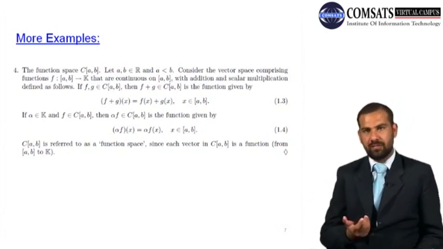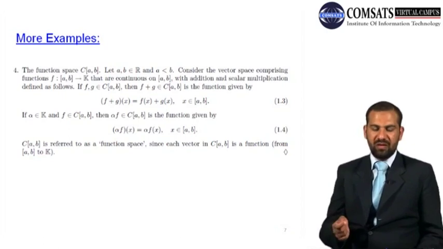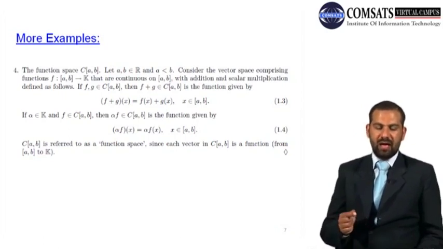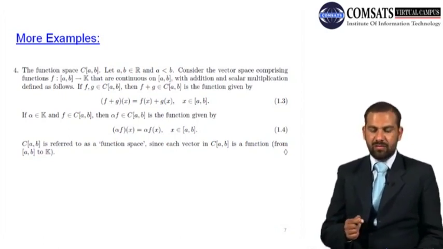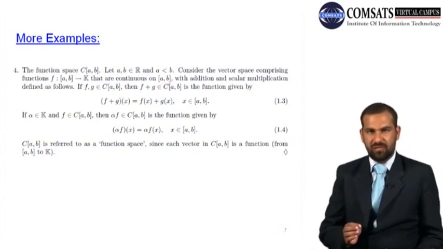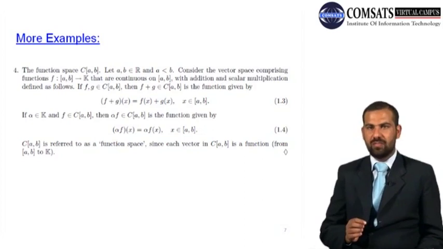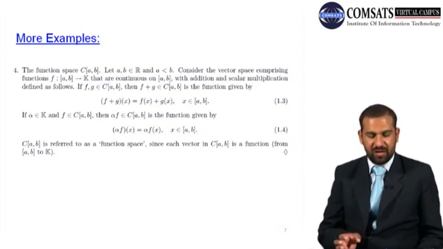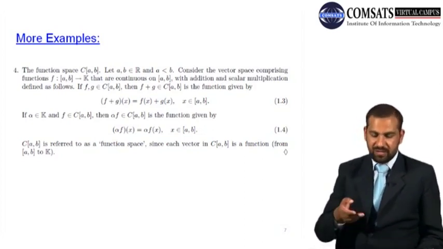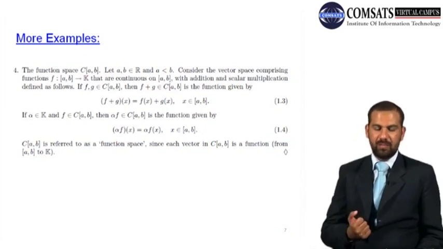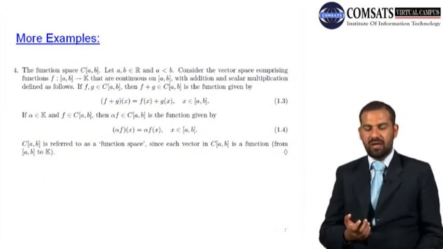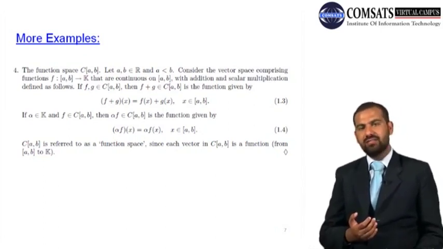Where alpha is any scalar. So we define the operation that (alpha f)(x) is equal to alpha times f(x), meaning alpha is multiplied with each term of f, for all x belonging to the closed interval [a, b]. If we employ these two operators, the addition operator and scalar multiplication, then we can show that all axioms of a vector space are satisfied.